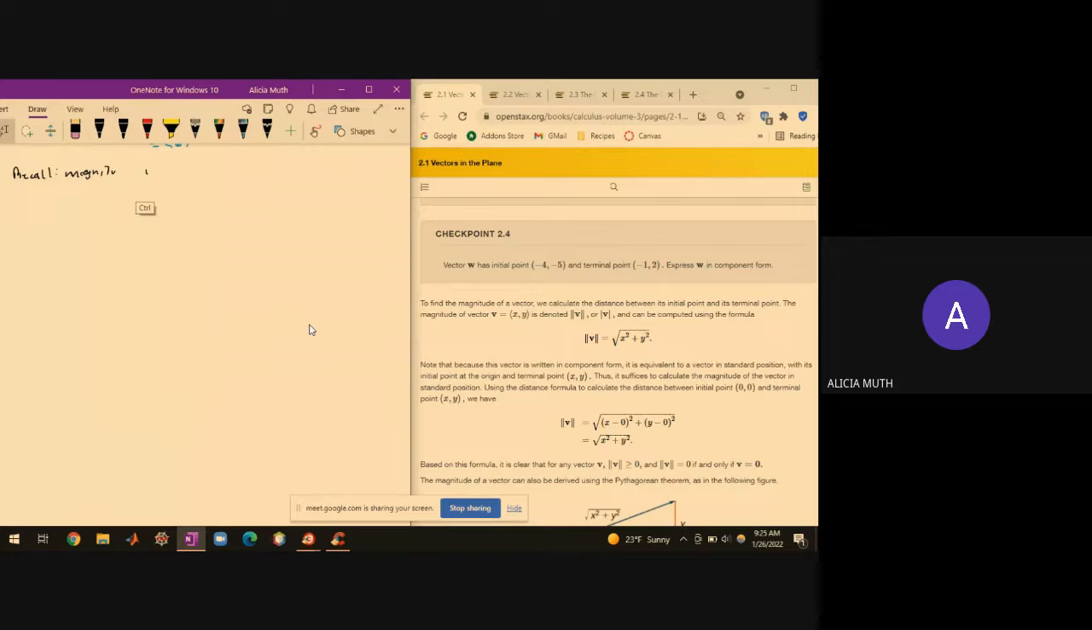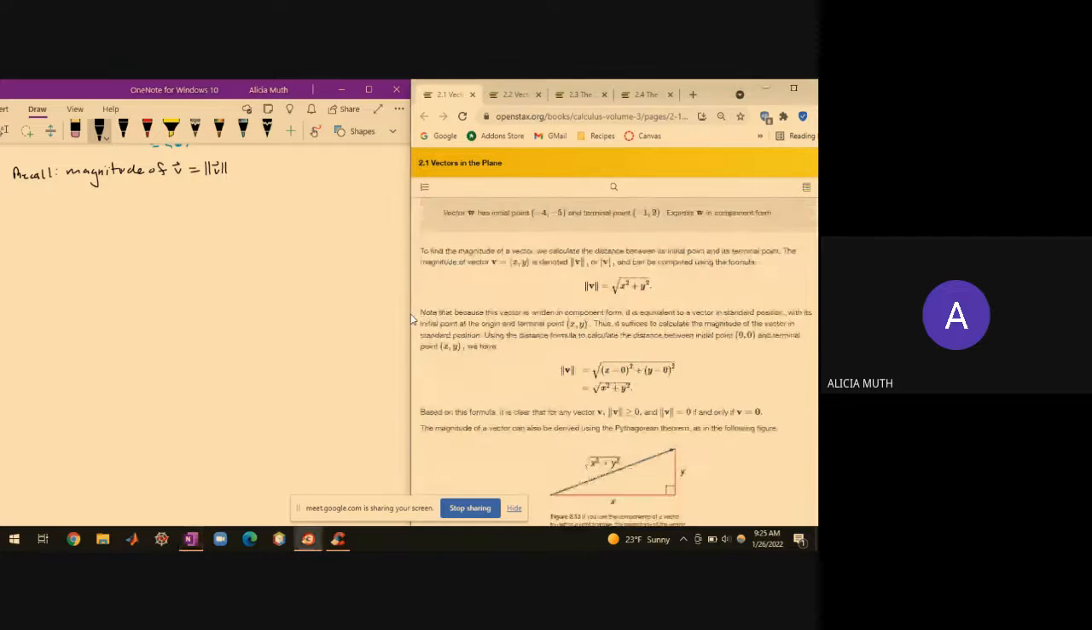Let's rewrite it. So the magnitude of V is the double absolute value of V. All right, so we can compute it using what's essentially the Pythagorean theorem, right? We know the x component, we know the y component, so in order to figure out the length of it, we use the Pythagorean theorem.